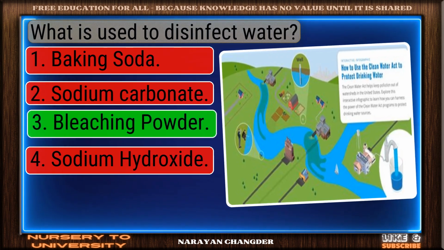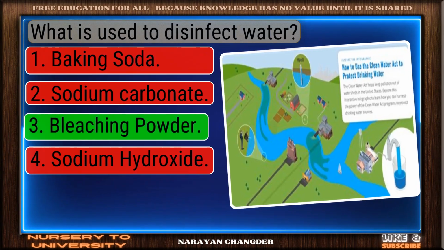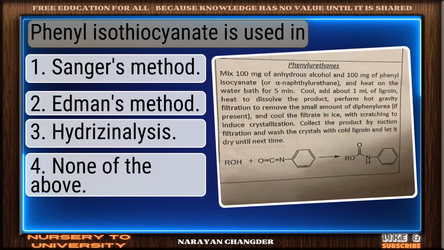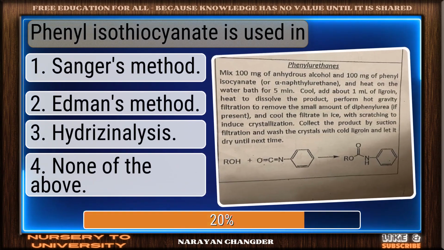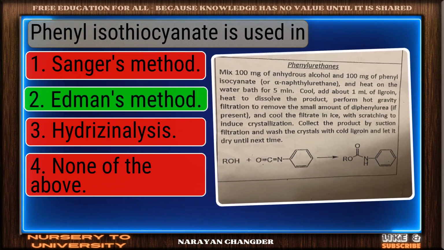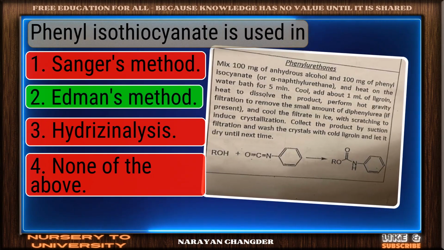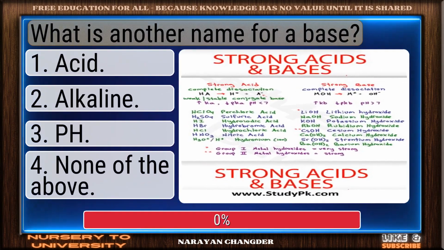Nice selection. Bleaching powder is the correct and valid answer. Question number 110. Phenylisothiocyanate is used in? On track. Edman's method is the correct answer. Question number 111. What is another name for a base?